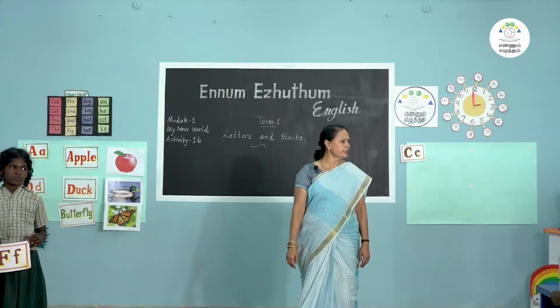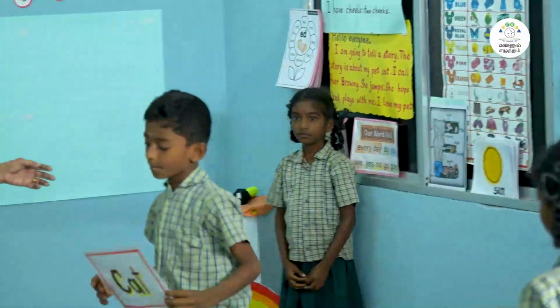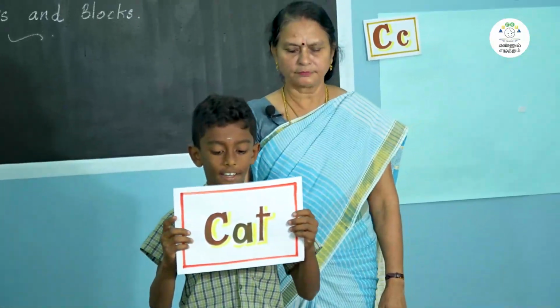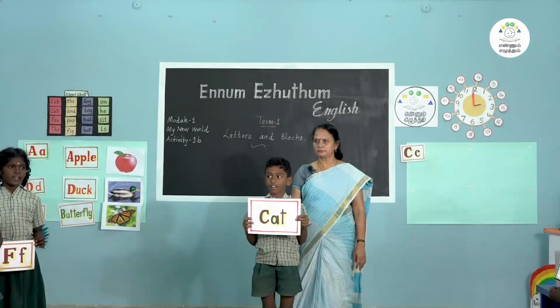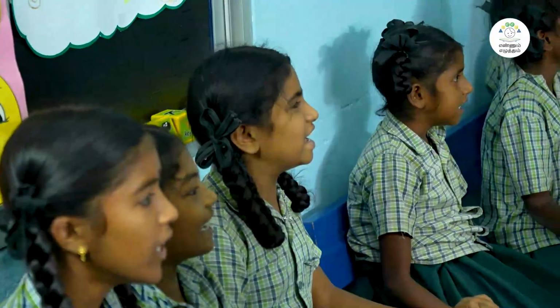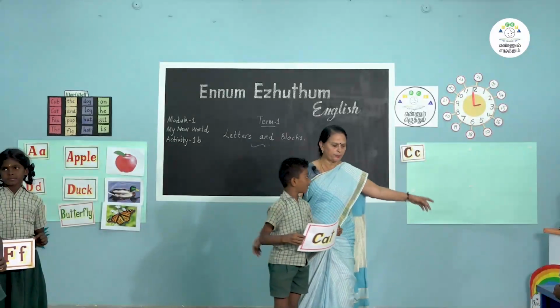Children, who has got the word related to letter C? Very good. Come. C-A-T. C-A-T. Once more? C-A-T. Very good. Go and place it.